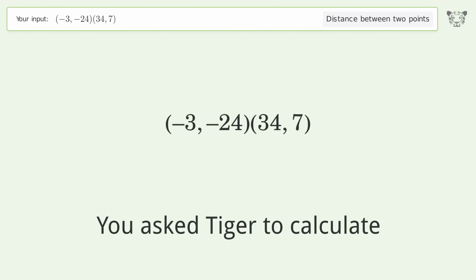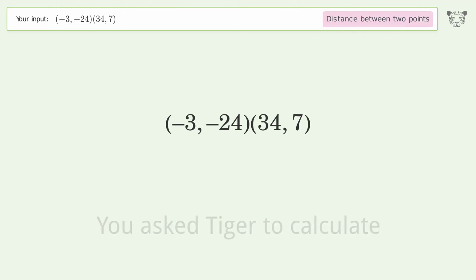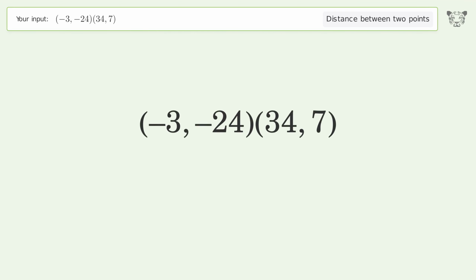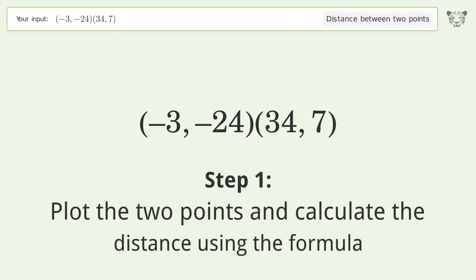You ask Tiger to calculate. This deals with the distance between 2 points. The distance between the 2 points is the square root of 2,330, or 48.27. Let's solve it step by step. Plot the 2 points and calculate the distance using the formula.